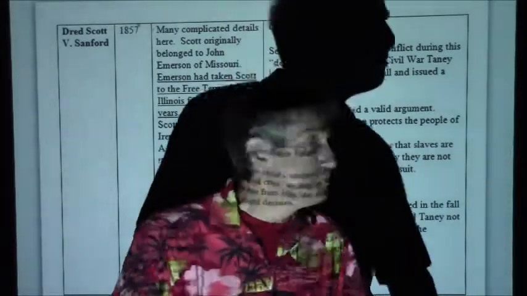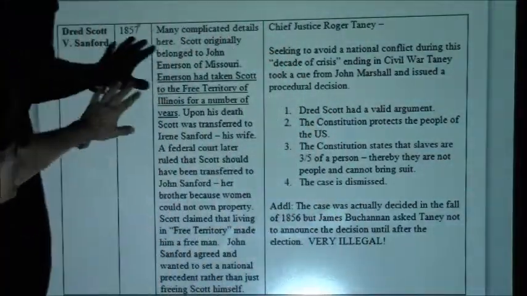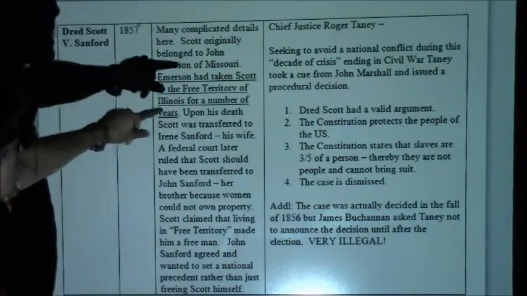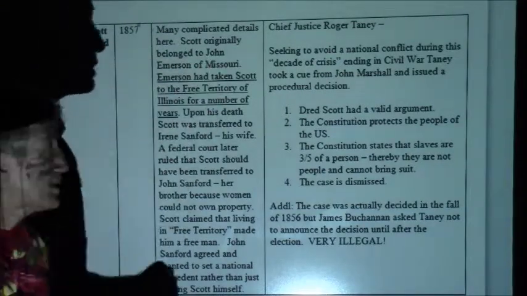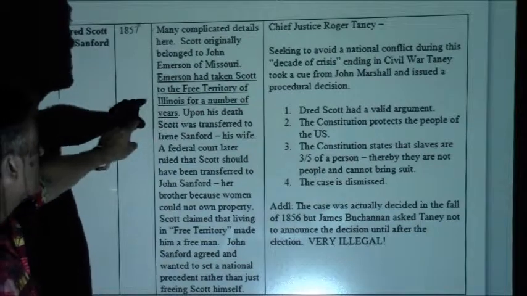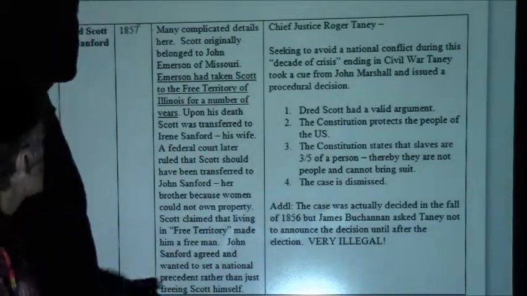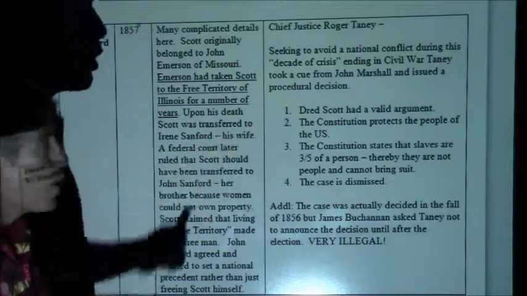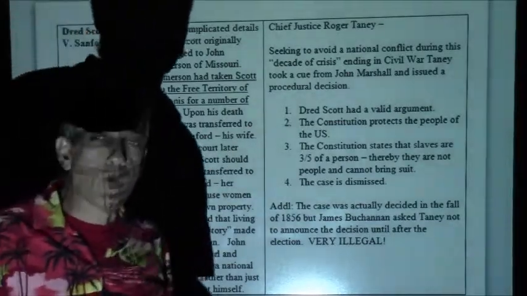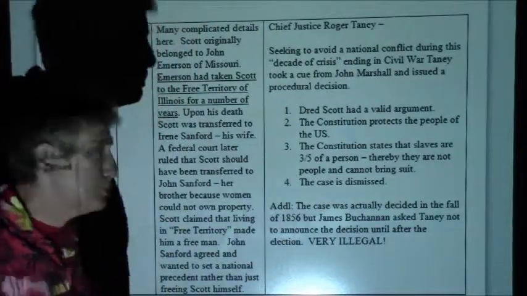So let's take a look at this. There are many complicated details here. Scott originally belonged to John Emerson of Missouri, as I said. Emerson had taken Scott to the free territory of Illinois for a number of years. Upon his death, Scott was transferred to Irene Sanford, his wife. It makes sense in most situations. Wife inherits the husband's property, but not in this one.